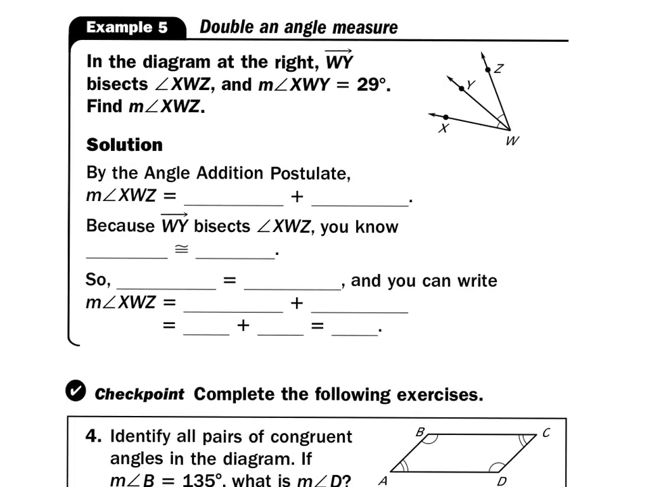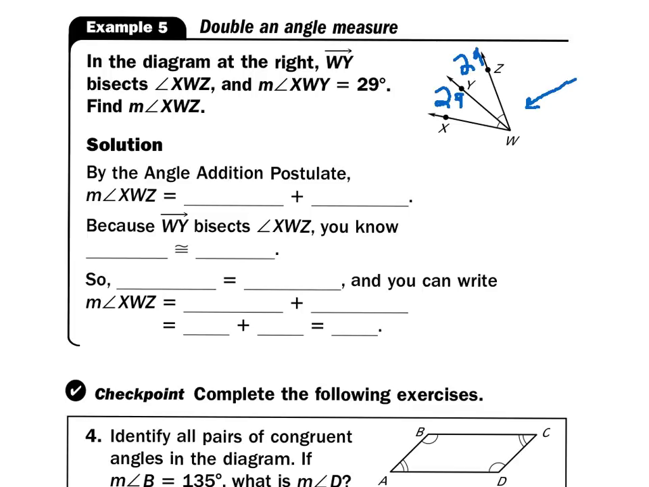Example 5. In the diagram at the right, WY bisects angle XWZ, and the measure of XWY is 29. Find the measure of XWZ. So the whole thing. Now notice the little arc lines here. We know they're the same because this is a bisector. And so if this side equals 29 and it's a bisector, then this side has to equal 29.